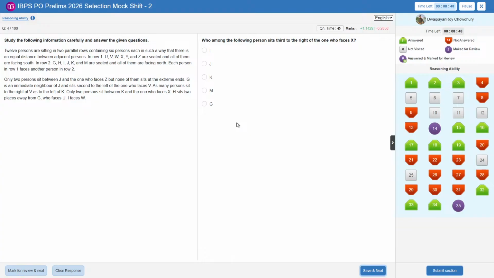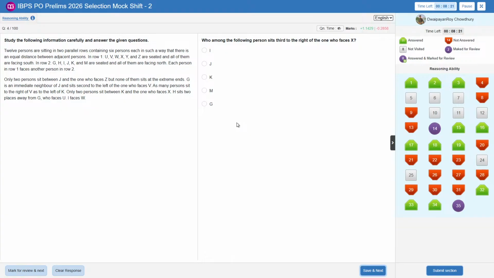As many persons sit to the right of V as to the left of K. Right of V, left of K. Only 2 persons sit between K and the one who faces X. 1, 2 faces X. Okay, H sits 2 places away from G. 1, 2. So no, not possible.